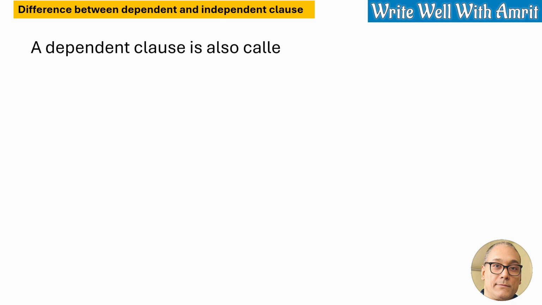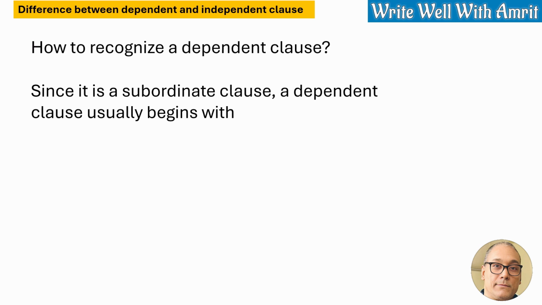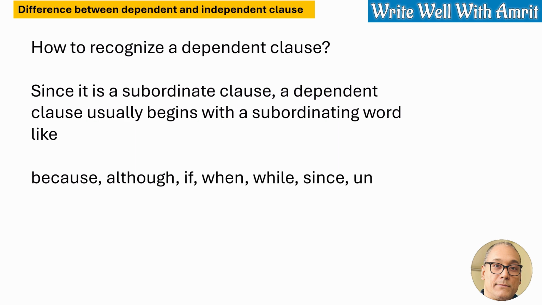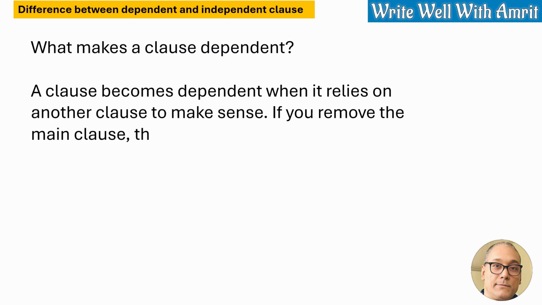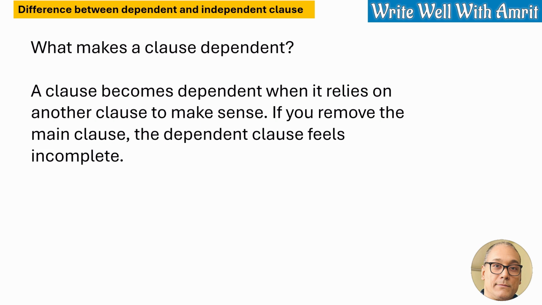A dependent clause is also called a subordinate clause. How to recognize a dependent clause? Since it is a subordinate clause, a dependent clause usually begins with a subordinating word like because, although, if, when, while, since, unless, even though, before, after, etc. What makes a clause dependent? A clause becomes dependent when it relies on another clause to make sense. If you remove the main clause, the dependent clause feels incomplete.